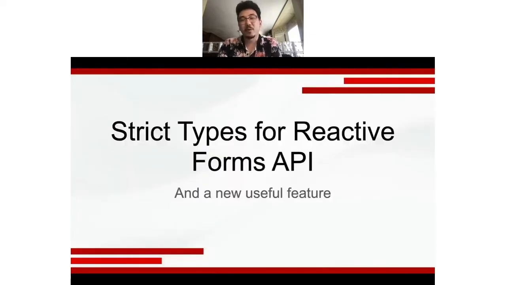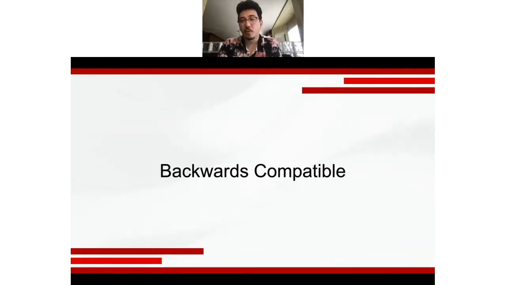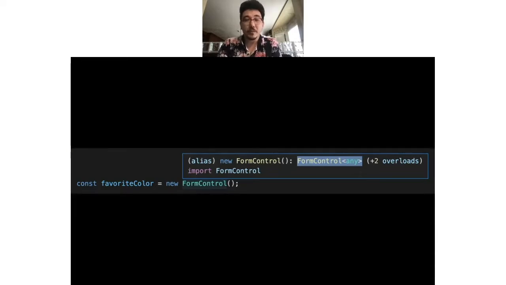Okay, so we talked about why we need strict types, and now let's go into the strict types that will be in the upcoming upgrade. Before I get into that, I just want to make a note that everything about this is backwards compatible. Long story short, the change to the Reactive Forms API is that all the interfaces will have generics. And if you don't like these strict types, or if you run into an issue, you can always pass the any type for your generic.